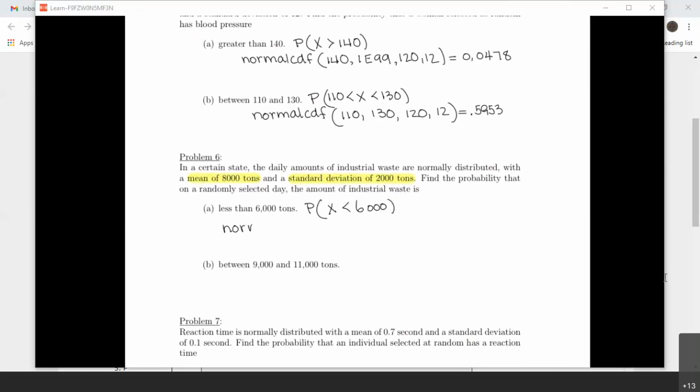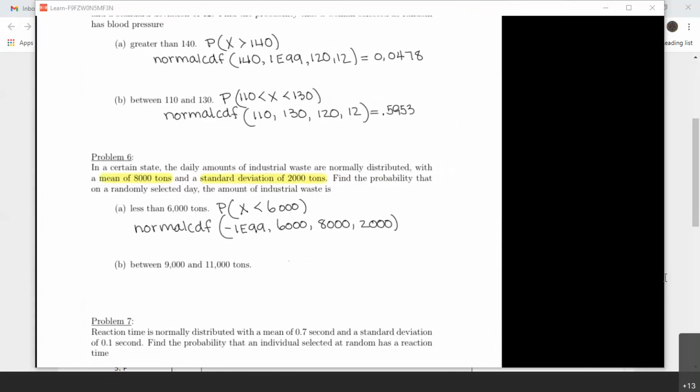So one way you can do this is with normal CDF. Your lower limit doesn't exist. So that would be negative 1E99, your fake negative infinity. Your upper bound is the 6,000 that you want to be less than. Your mean is 8,000, your standard deviation is 2,000. That's one way to do it on the TI-84. And you can also do it clicking the below button on the online calculator.